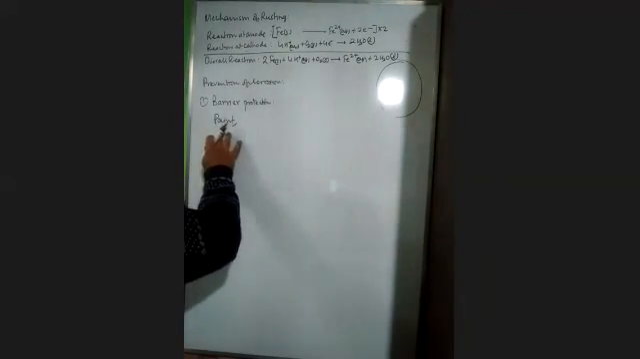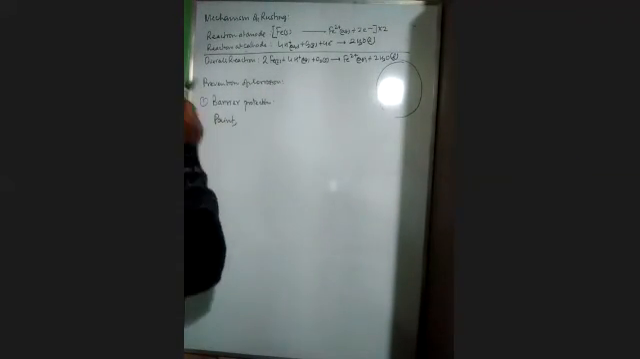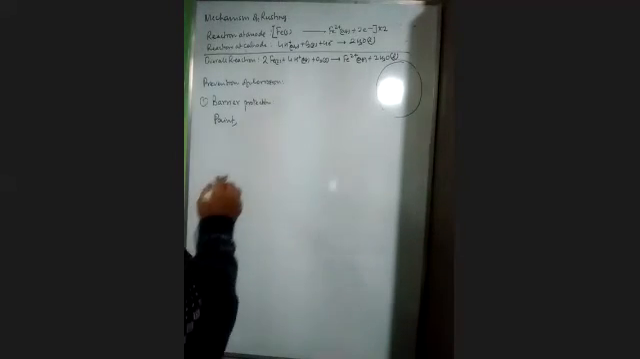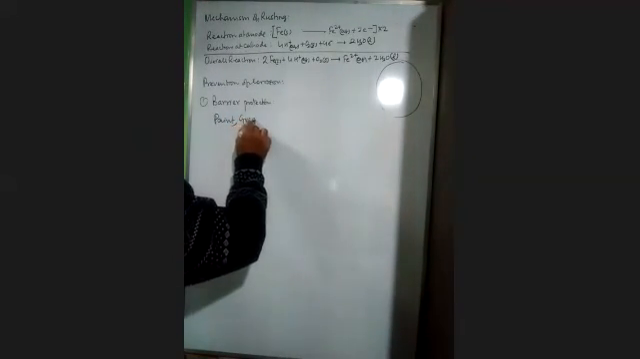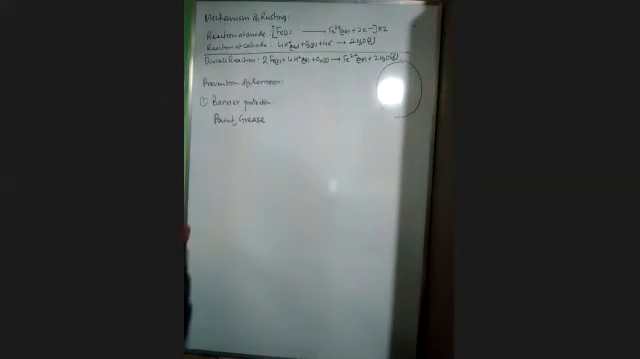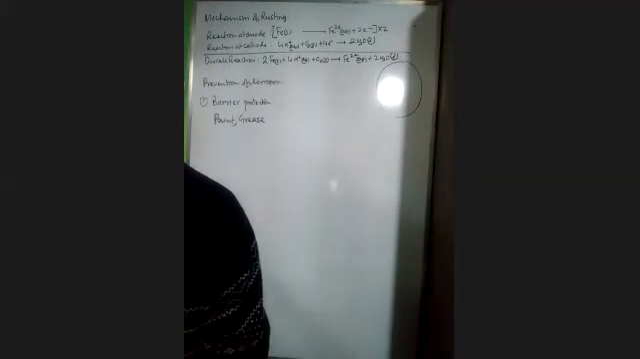So by paint, we can stop. Second, what substance can we use? We can use grease. So grease also will not allow the water to come in contact with the metal object.